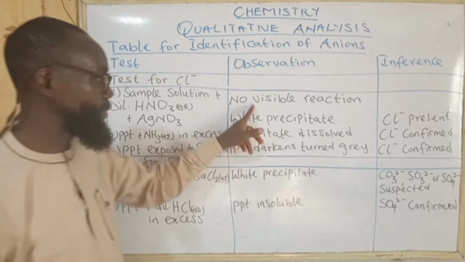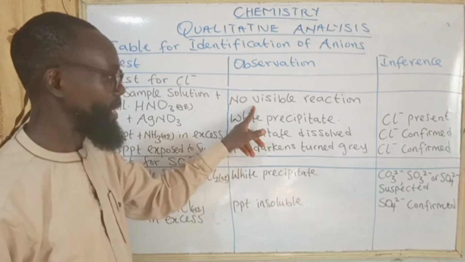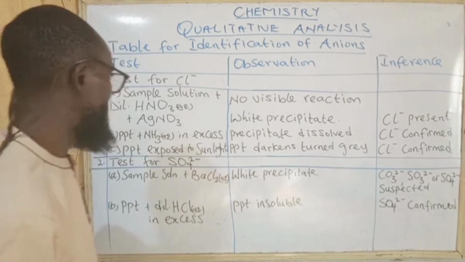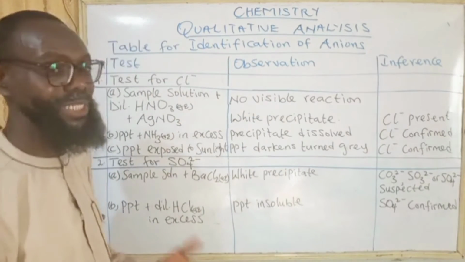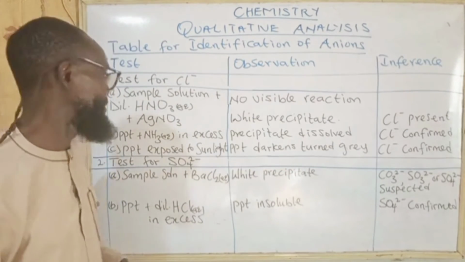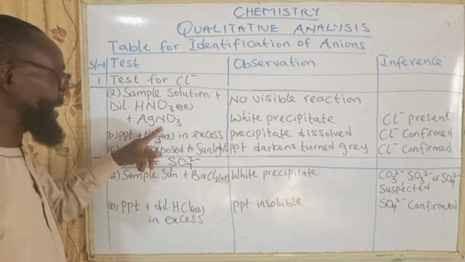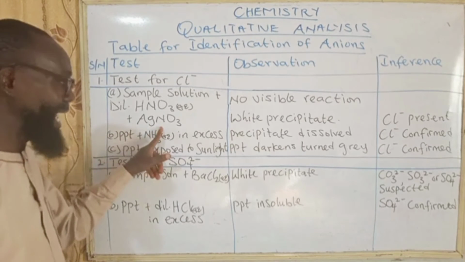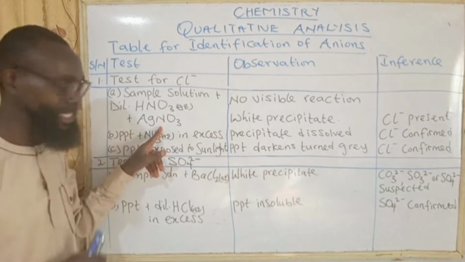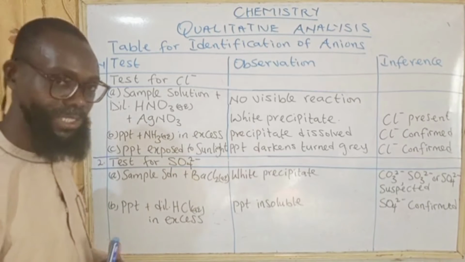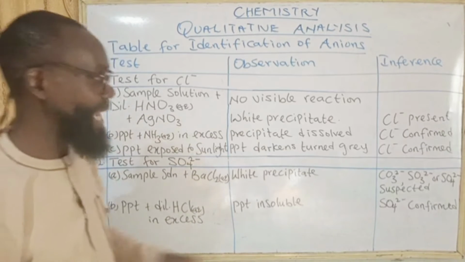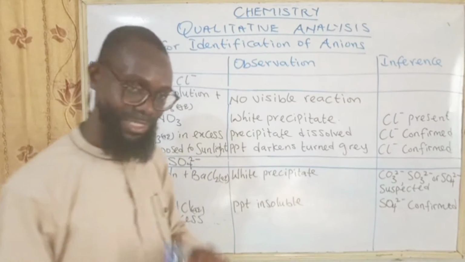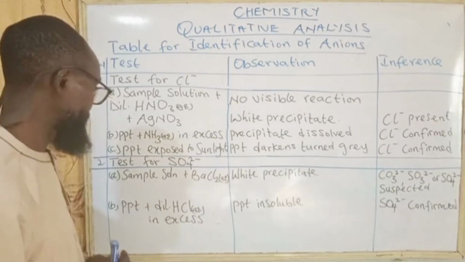If you observe no visible reaction, in that case there's no inference, because we can't suspect anything. Now, plus silver trioxonitrate V. When you add silver trioxonitrate V to it, it gives a white precipitate. That is the observation: white precipitate was formed. It means that chloride ion is present in that solution.